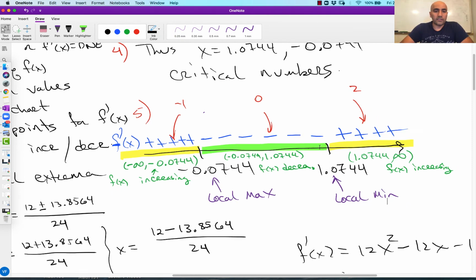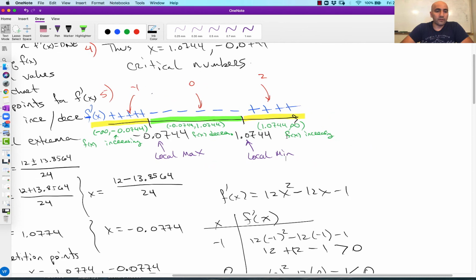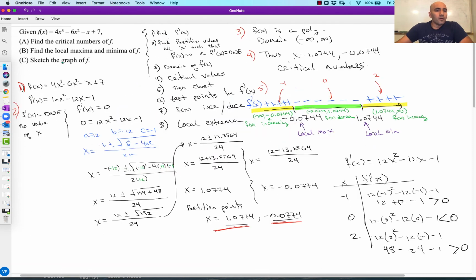Okay, so let's see if we've answered everything. We were asked to find the critical numbers of f, to find the local maximum and minimum of f, and then to do a rough sketch of f. So we found the derivative, right here. We found the derivative of our function. That's step 1 in this process, took care of that. Then we found the partition values by setting it equal to 0 and solving. We used the quadratic formula, so we found these 2 points right there.